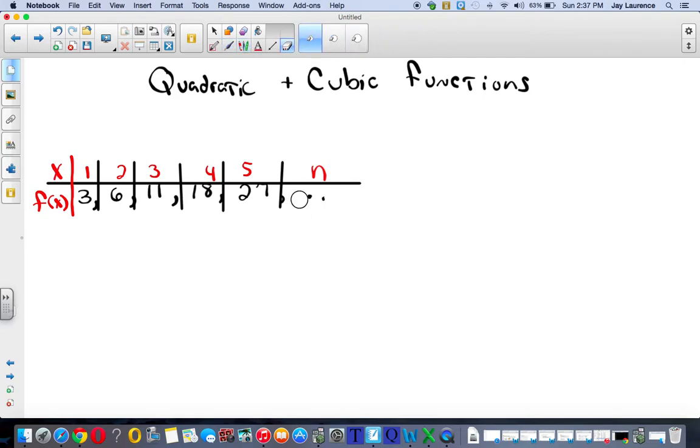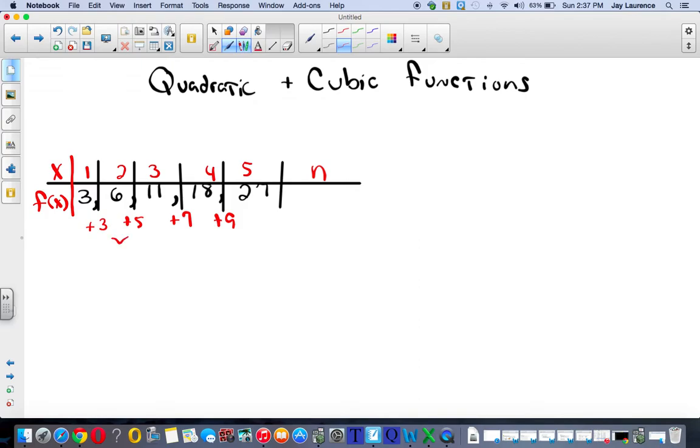All right. And I'm going to find first differences, just like I did for the linear situation. Well, there's plus 3. That's easy enough. Oh, but that's plus 5. Plus 7 and plus 9. You notice they're not the same. This is not a linear function.